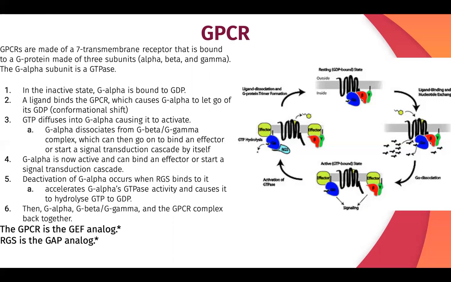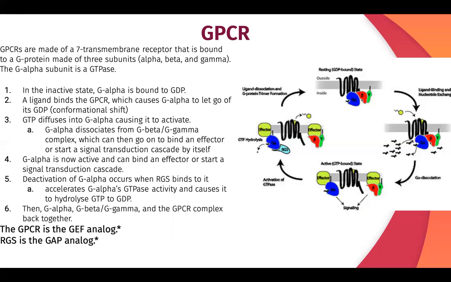So the deactivation of G alpha occurs when RGS binds to it. And RGS is similar to a GAP. Remember, a GAP comes in and helps, oh gosh, what's the protein? Why am I struggling? What does GAP help with? What's the protein involved in import and export, the enzyme? Is it RAS? RAN, not RAS. Okay. Sorry, I totally just had a brain fart.